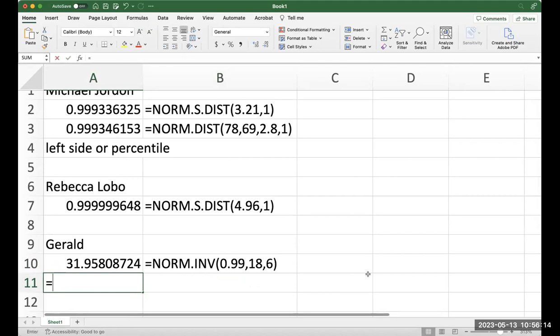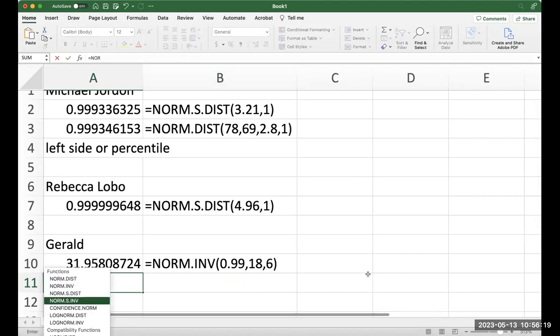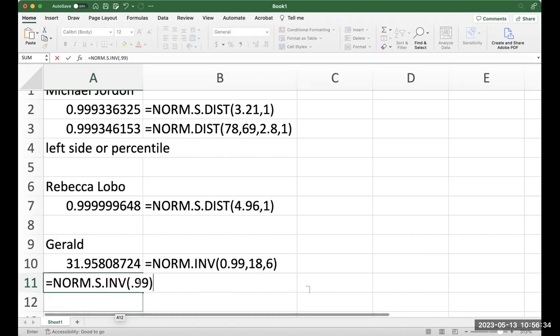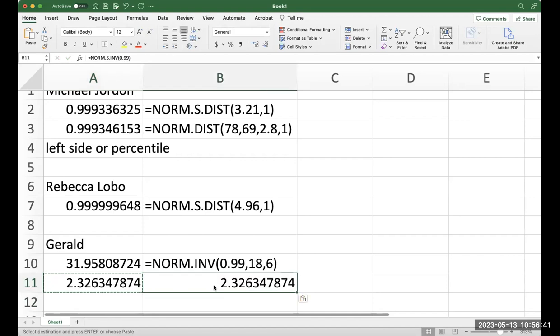If we use the other function, it asks for different information. NORM.S.INV is going to give you the z-score, I believe. So you're going to say probability 0.99, and that's all you have to write. And here it gives us the z-score. So it doesn't give us the final answer, but it gives us the z-score, and you might want that sometimes.